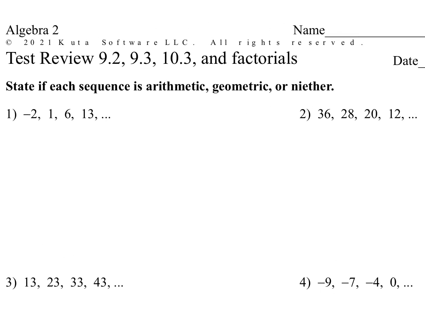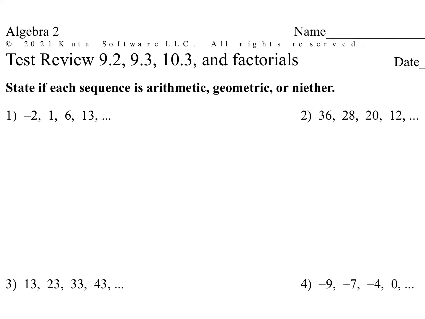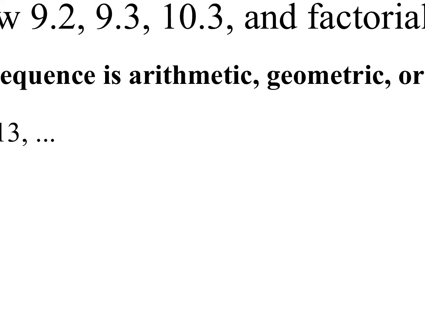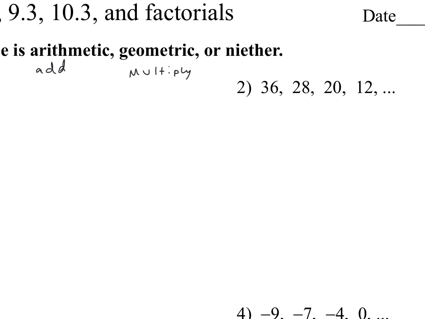So for these types of questions, we've seen them before. State whether each sequence is arithmetic, geometric, or neither. We had them on our last review, and we had them on the last quiz. Arithmetic is when you add to get from one number to the next. Geometric is when you multiply. So you have to be adding the same number each time or multiplying the same number each time.